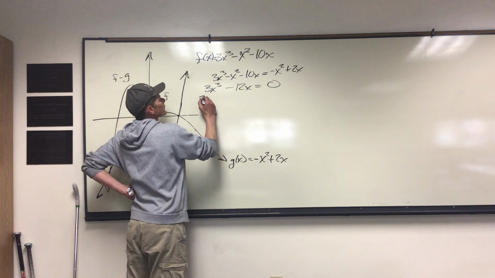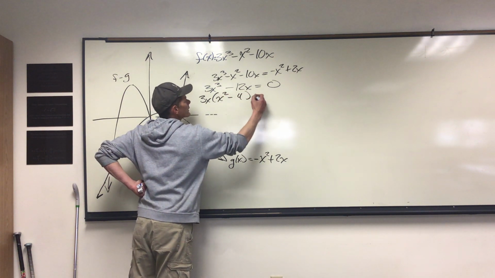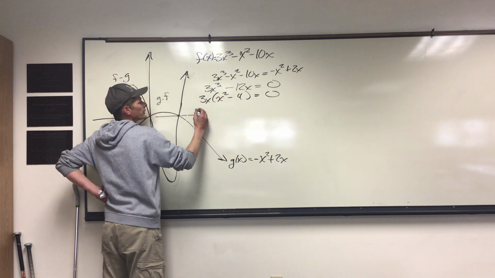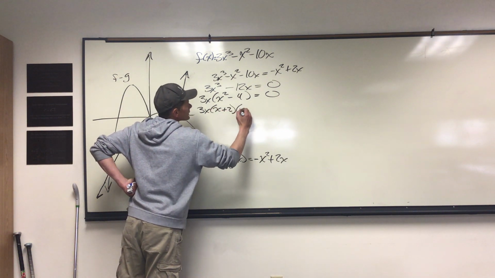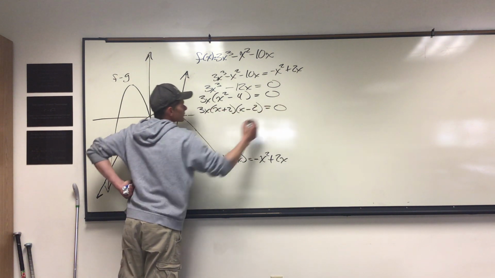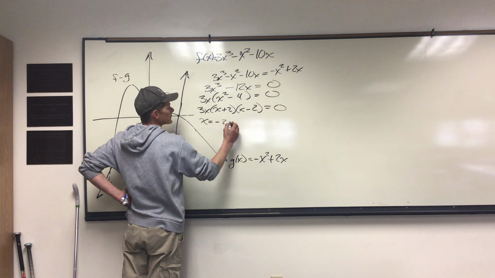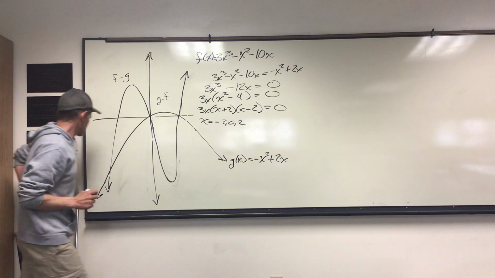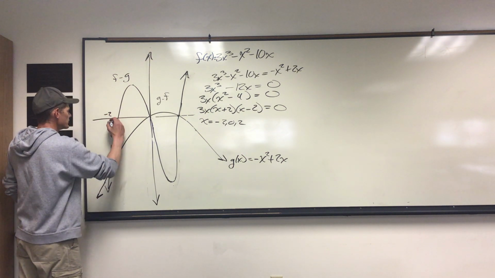Because we can do 3x times x squared minus 4 equal to 0. Difference of squares, so 3x times x plus 2 times x minus 2 equal to 0. So what are the zeros? X equal to minus 2, 0, and 2. Very nice. So here we got minus 2.